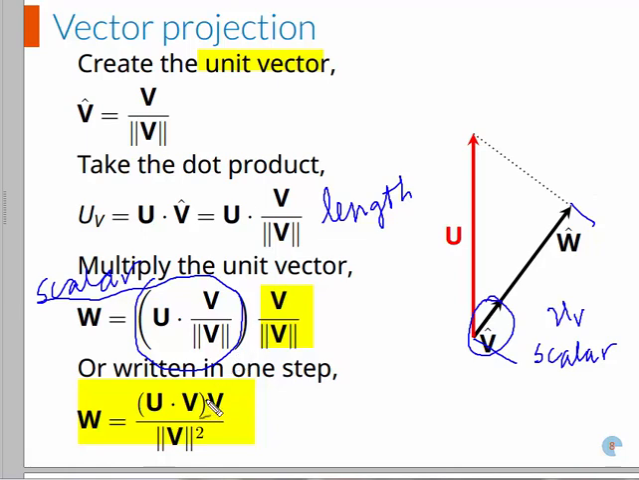So here's the one-step process, and it's correct, of course. All the steps are put together there, but it kind of obscures how it came about. U dot v divided by the magnitude of v created the scalar projection. V over the magnitude of v is a unit vector in the direction where you need the vector projection to be.